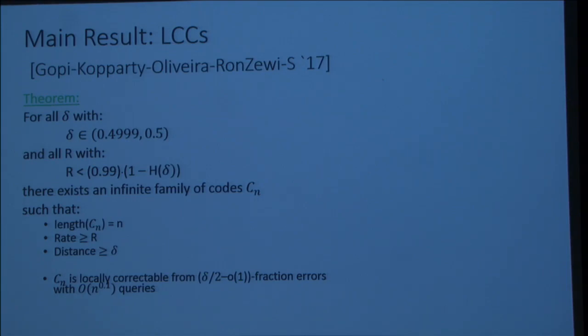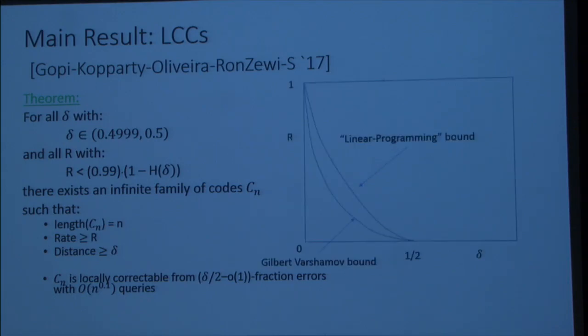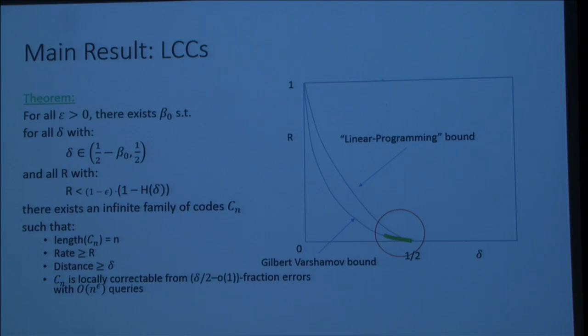So you can't get what the multiplicity codes achieved, the earlier work which got 2 to the root log n log log n. We can't get such good query complexity, so we get worse query complexity. Again, that was the picture, the GV bound picture. We only focus on the regime where delta is really close to a half. In that regime, you can make the rate go as close as you want to 1 minus entropy of delta, and you can make the query complexity be n to the epsilon. Here I put fixed constants, but you can get this for general epsilons and betas.